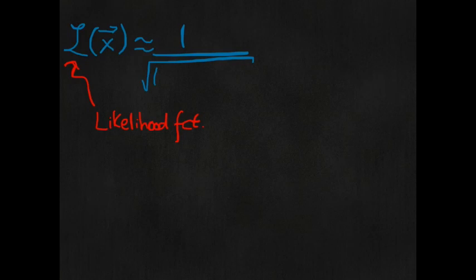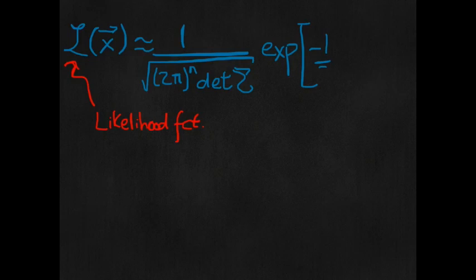Okay, so 1 over the square root of 2 pi to the n for n measured values, determinant of the error covariance down here. And with the Gaussian, the probability distribution is proportional to e to the minus 1/2 x transpose sigma inverse, the inverse covariance matrix, x. Okay, so it's a quadratic form in the exponent.